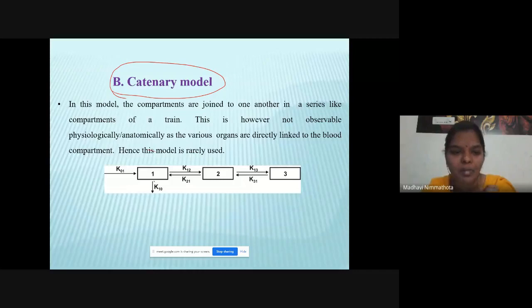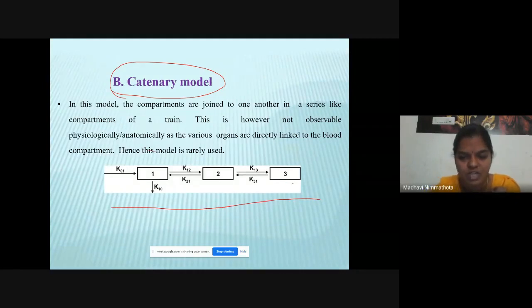How will the train compartments be? It will be serial, right? So the compartments are 1, 2, 3. There is no parallel arrangement. The compartments will be arranged in a serial manner. You just assume a train in your brains.